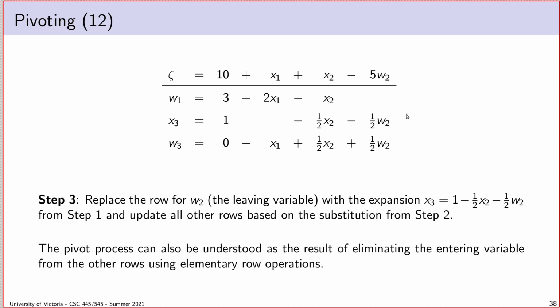And we'll notice, once we're done collecting like terms, we indeed have a dictionary where x3 is a basic variable, and w2 is non-basic. I eliminated w2 from the basis, but in exchange, because of the way that I solved for x3, w2 did end up getting involved in some of the other equations, in the objective function and in the row for w3. So that's what we expect, and this is the result of x3 entering the basis and w2 leaving the basis.